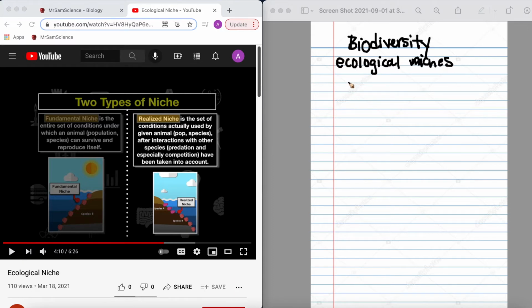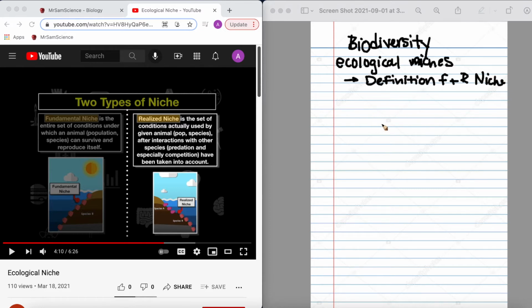That's okay. The first thing I'm going to do is write down the definition. So underneath here, I will copy down, you don't have to copy down the whole definition, but I would copy down most of the definition for both fundamental niche plus realized niche. I would put that in my notes.